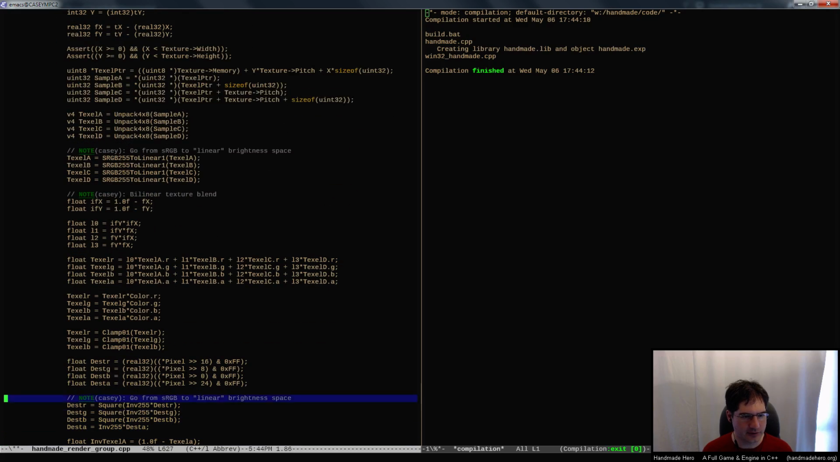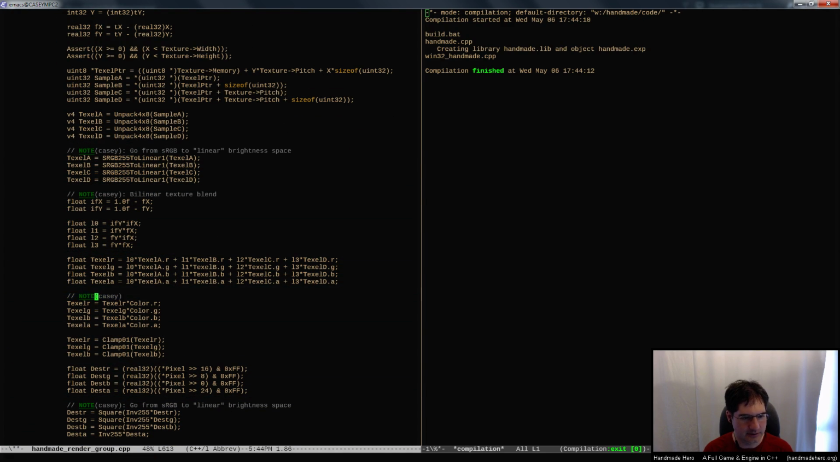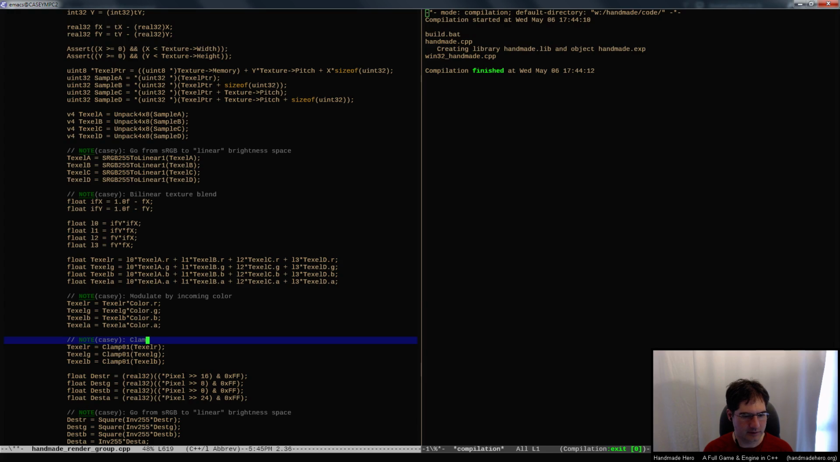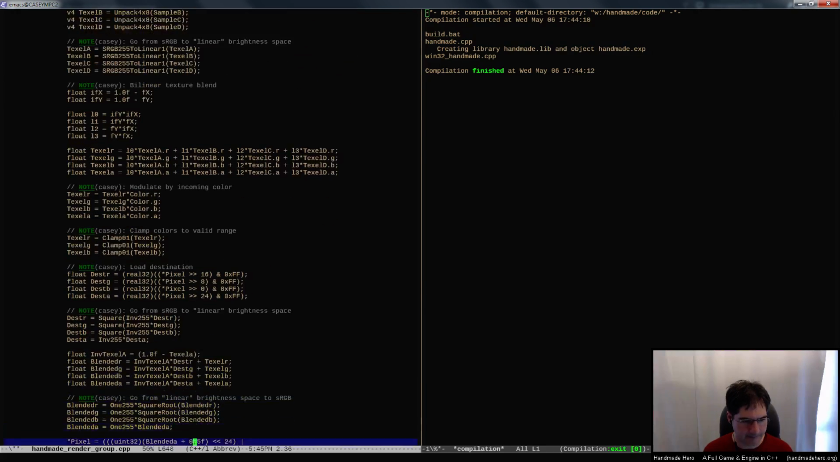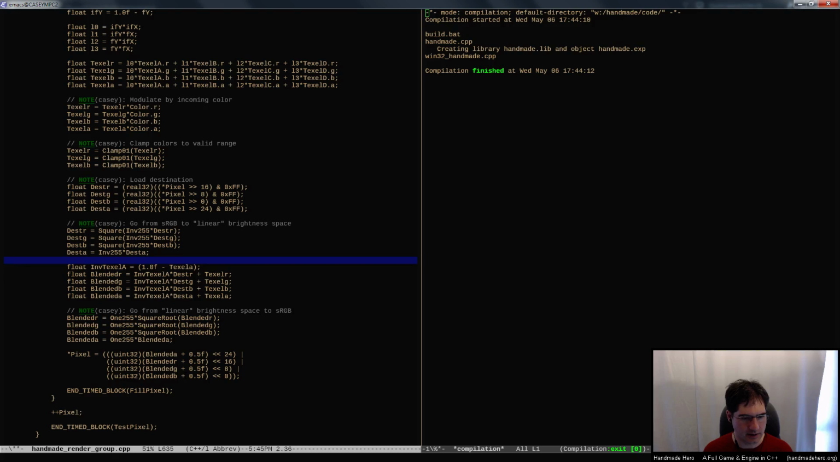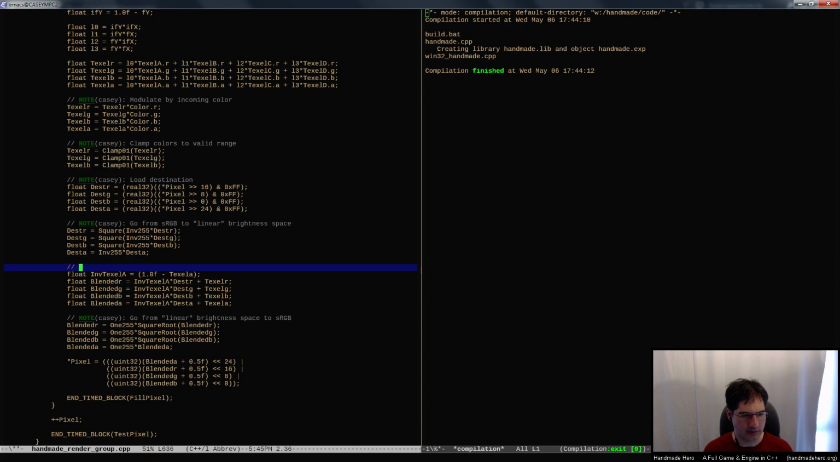And so then we still have that sRGB to linear and the unpacks. And then let's see, this is modulate by color, modulate by incoming color. This is clamp colors, valid range. This is load destination. And yeah, everything else looks about good. This is destination blend and repack.